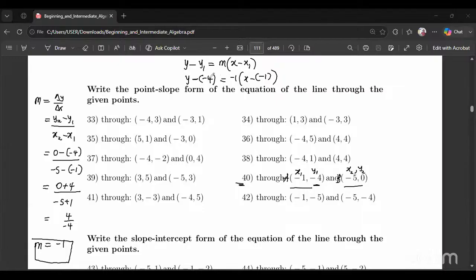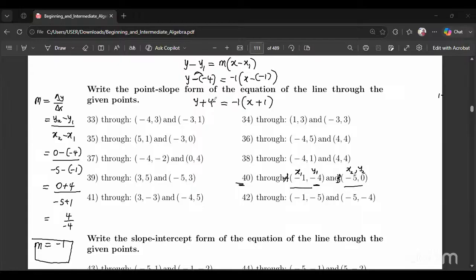And now you can see this equation is not looking very nice. So we need to clean up this equation to make it look proper. So we simplify the negative signs, and we have y plus 4 equal to negative 1 in bracket x plus 1.